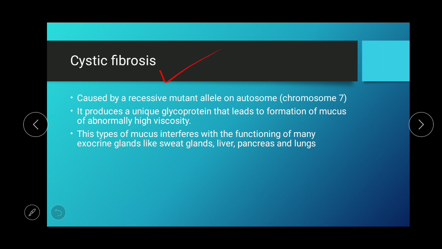Then come to cystic fibrosis. This is caused by a recessive mutant allele on an autosome, chromosome number 7. It produces a unique glycoprotein, where a carbohydrate moiety is attached to protein, that leads to the formation of abnormally high viscosity mucus in the lungs and various body parts. This mucus interferes with the functioning of many exocrine glands like sweat glands, liver, pancreas, etc., and lungs also. If mucus deposition is there, normal transport is affected, because the mucus will block the pathway.